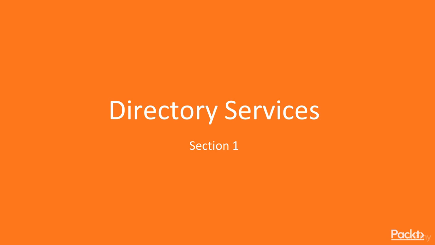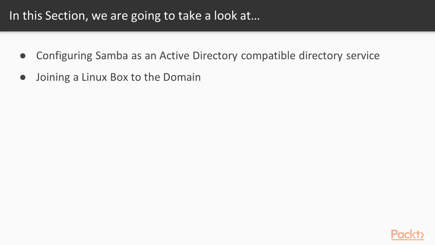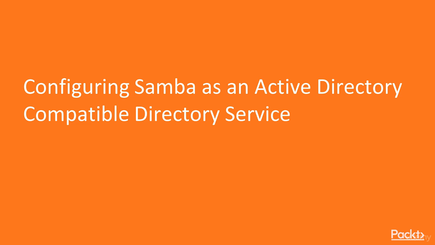Hi, welcome to the first section of the course, Directory Services. In this section, we will see just two things, one of them being configuring Samba as an Active Directory compatible directory service, and the other one is joining a Linux box to the domain. So let's begin with the first video, configuring Samba as an Active Directory compatible directory service.